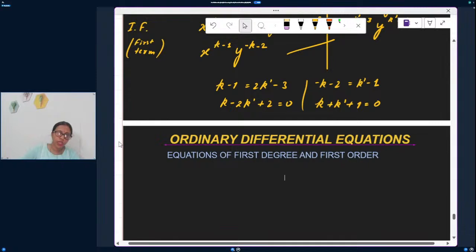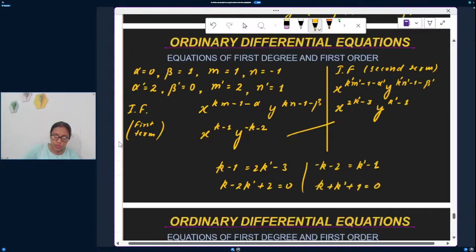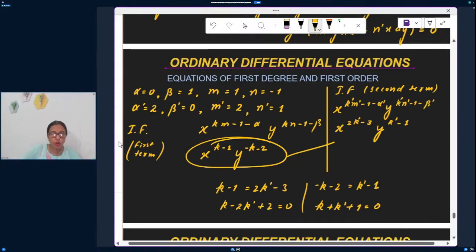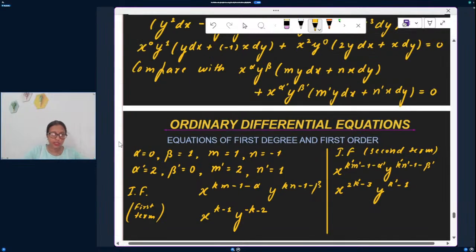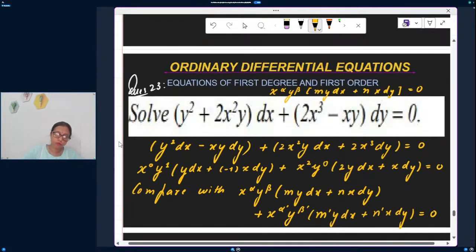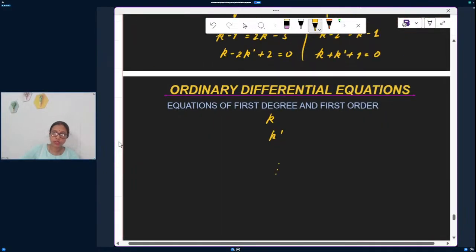Just solve this question. Find out K. You have two equations in two variables. Find out K and K dash. Substitute either the value of K here or the value of K dash here. You will get exactly the same integrating factor. Multiply by that integrating factor and find the solution. Completed. If you have any doubt, please do ask me in the next class.